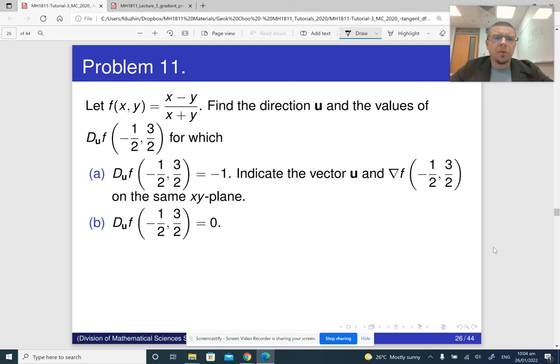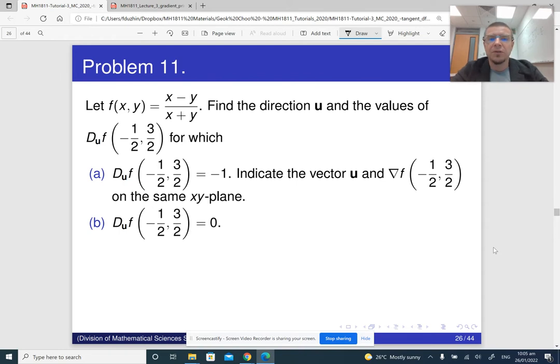All right, now problem 11. So problem 11 is probably a little bit hard to understand at first, so let's read it carefully. Here we have a function f of two variables, right? And instead of finding the directional derivative in the given direction, we are given the directional derivative and we need to find the direction, right?